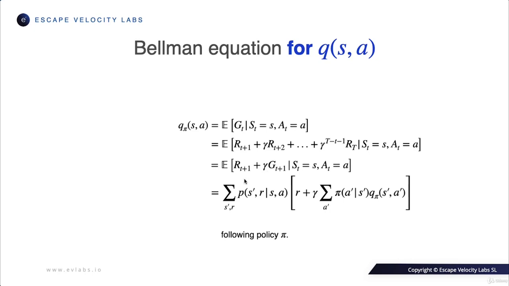Finally, we can rewrite the expected return as the probability of reaching each successor state, knowing that we have chosen action A, multiplied by the first reward obtained upon reaching that successor state, plus the discounted sum of the Q values of each action in the successor state, weighted by the probability of choosing that action by the policy.